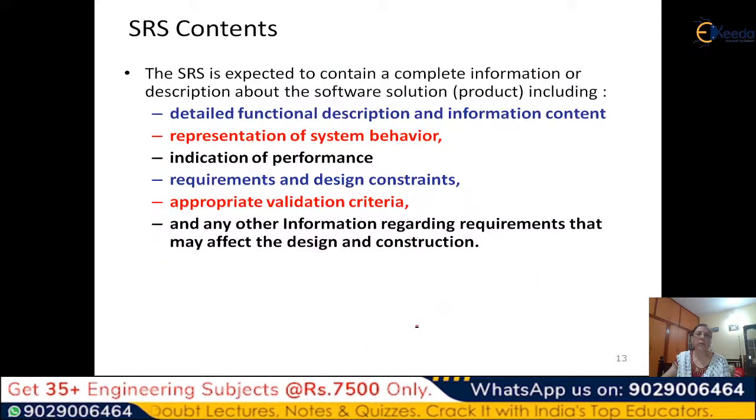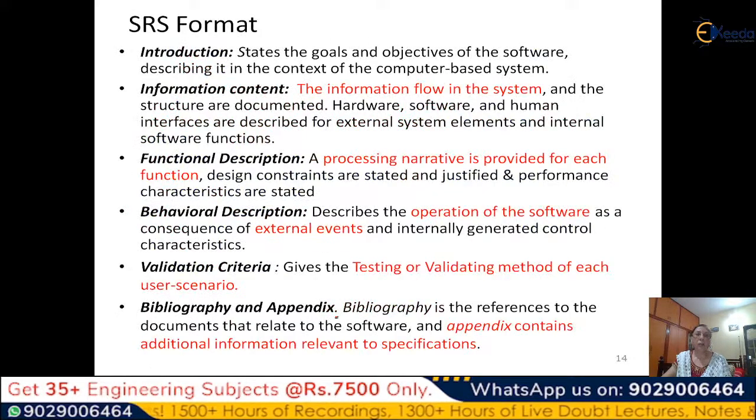Then this is something to consider: if you have a written formal document, how will it look, and what will it contain? As we have already discussed, it will contain information content, behavior, performance, design constraints, and validation criteria, because it has to be validated. That is one of the properties of good requirements, along with any other information that we need. Then we will go into the format, so we can create a format with all these things.